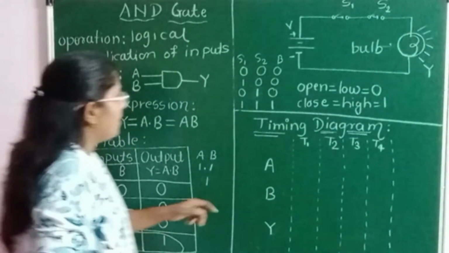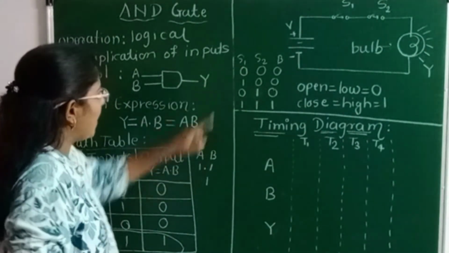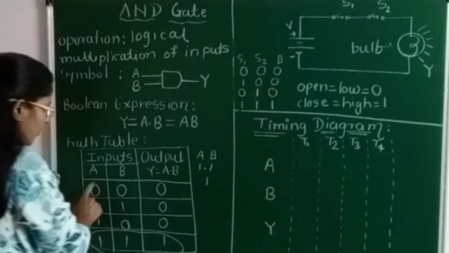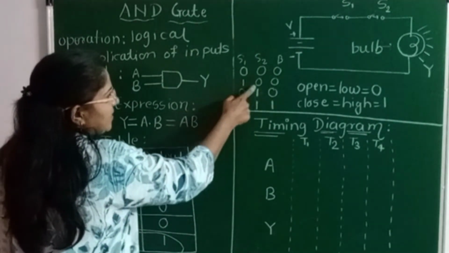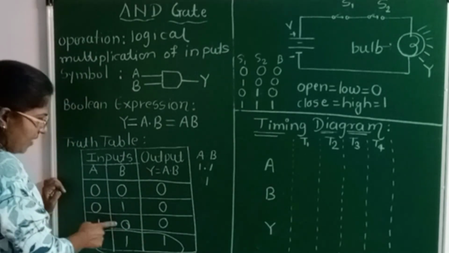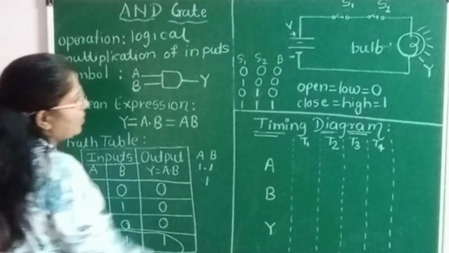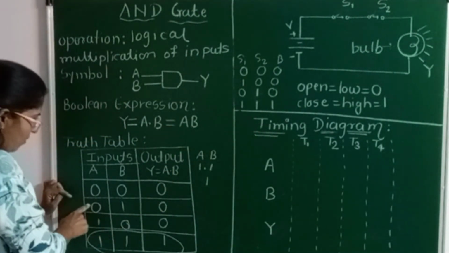Now you can compare this truth table with this table. S1, S2, the values are 0, 0. So the output is 0. Next combination is 1, 0. Output is 0. Okay, here the third combination is 1, 0. Output is 0. Next combination 0, 1. Output is 0.